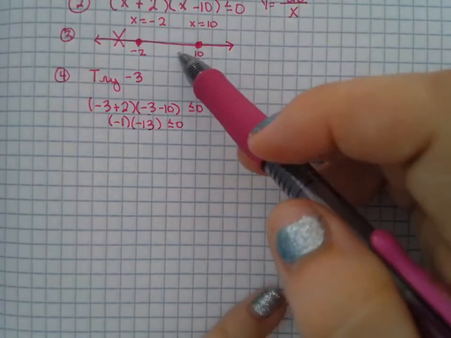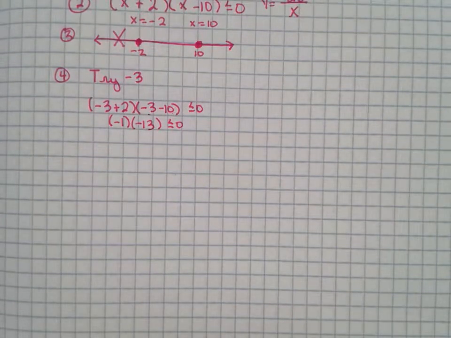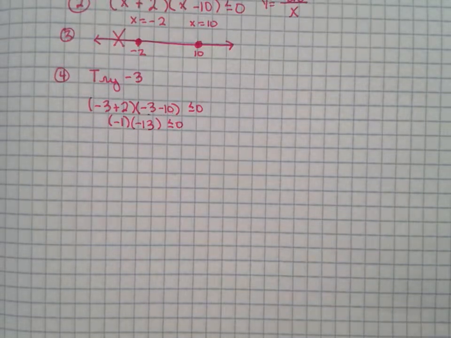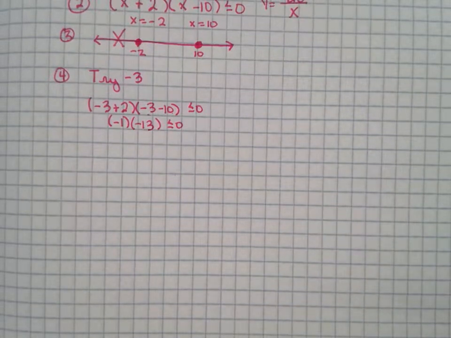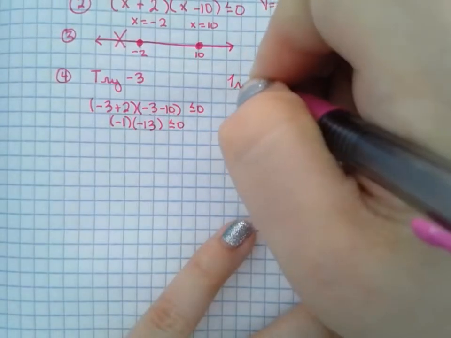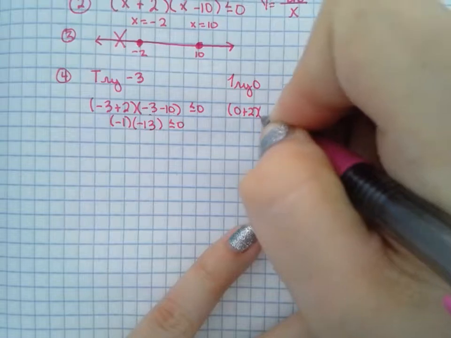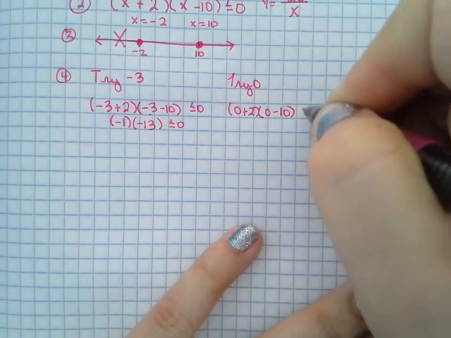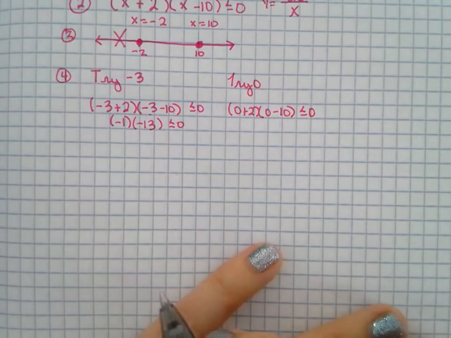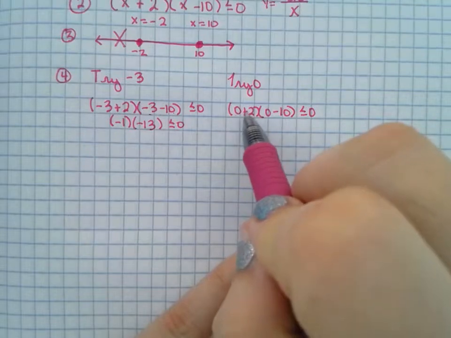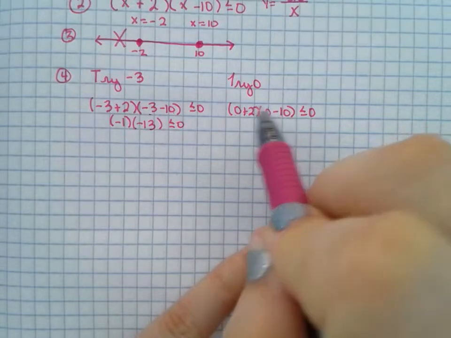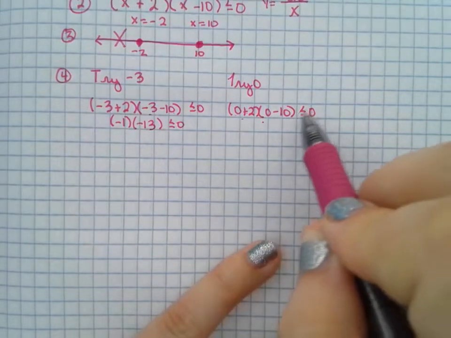You with me there? Okay. Middle. What's a number I could pick in the middle? 0. I'm going to use 0 just because it's easier. But you could pick negative 1, 1, 2, 3, 4, 5, 6, 7, 8, 9. I'm going to try 0 just because it's easy. 0 plus 2. 0 minus 10. Is that less than or equal to 0? Yes. Well, this is going to be 2. This is going to be negative 10. 2 times negative 10 gives me a negative 20. Life is good.